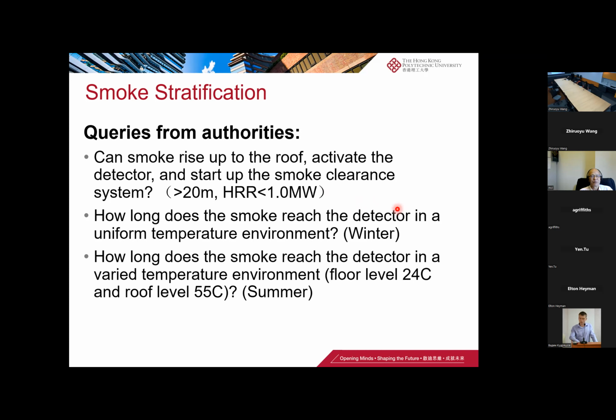That is the reason. The first question is whether the smoke can rise up to the roof with that small a fire. And another question is how long the smoke will take to reach the detector in winter, because in winter, the Hong Kong weather temperature is around 20 degrees.